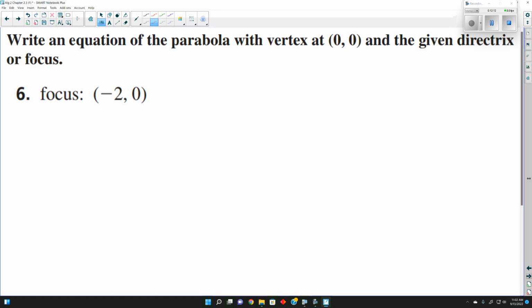So we look at the focus for this one here. The vertex is 0, 0. Here we have a value for the x and 0 for the y. So looking at these two equations, which one of the general forms has a value for the x part of the focus and 0 for the y?